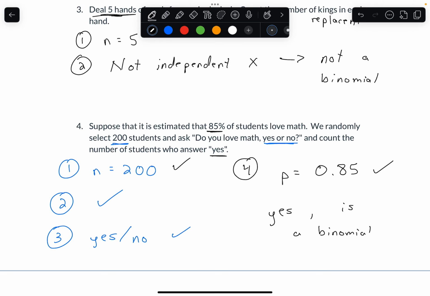So as you're working through some of these problems, try and make a mental note about these 4 conditions. Think about, how many trials am I running? Are my trials independent? Are there 2 outcomes? And is the probability the same for each one of these trials?